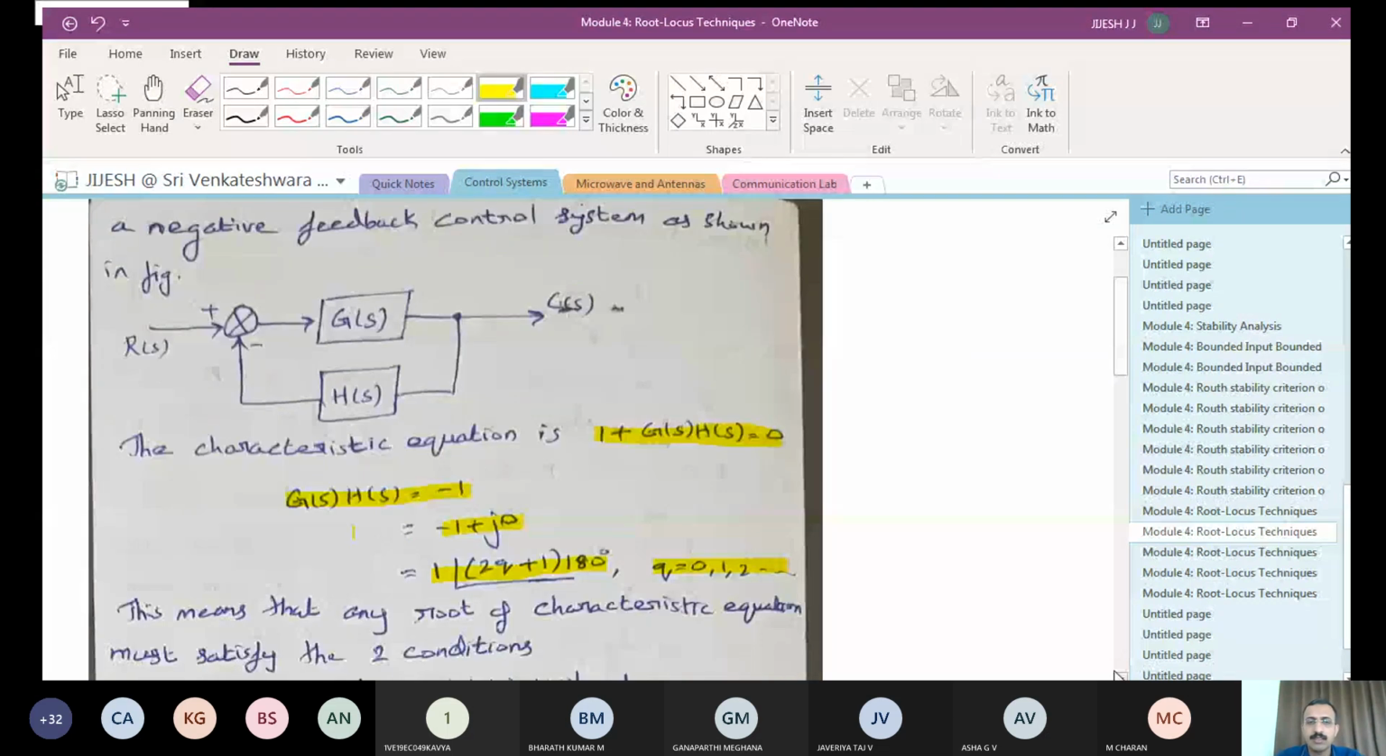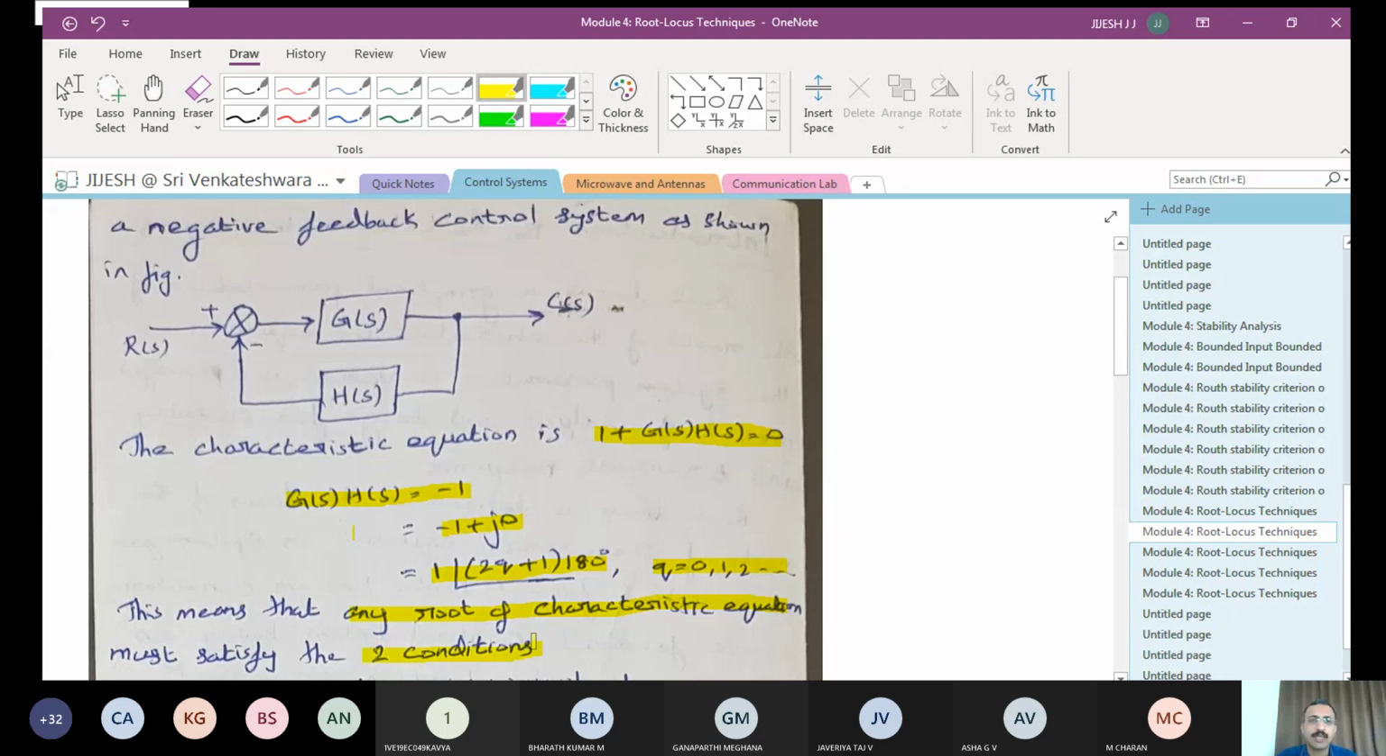What does that mean? From this, what you can understand, you are going with the characteristic equation. This means that any roots of the characteristic equation must satisfy two conditions. We are going to see both the conditions.